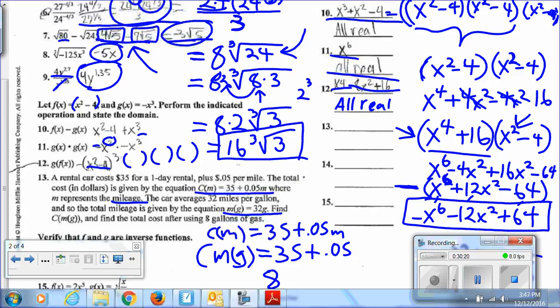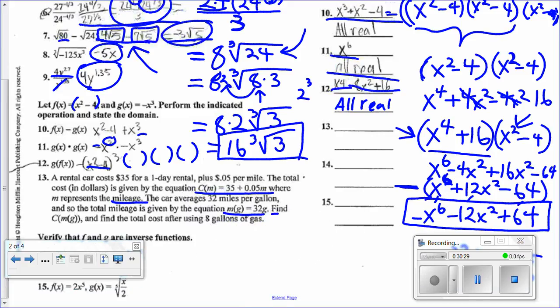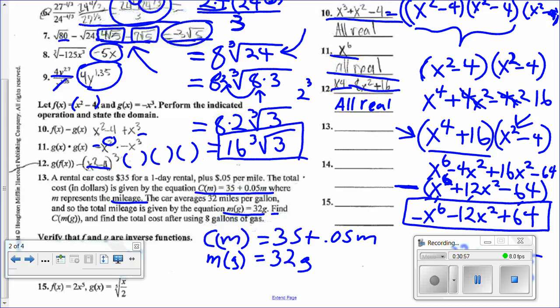Okay, we're back. All right, so I actually took another look at this problem, so let's start over. They give us c of m as a function. So it's 35, and sorry that we're having to go back over this, plus 0.05 m, okay? And then they give us m of g equals 32g, okay? So they want to know c of m of g. So all we do is take m of g and substitute it in for this m. That's how you do nested functions.